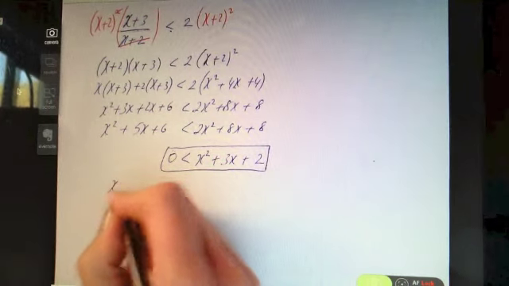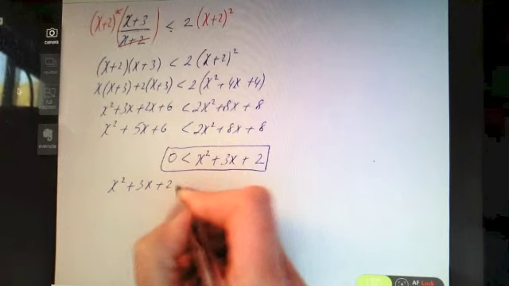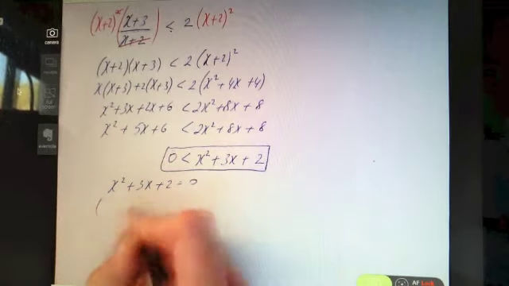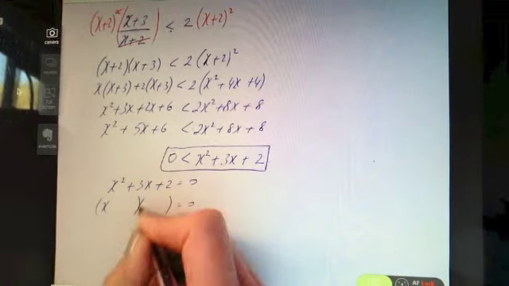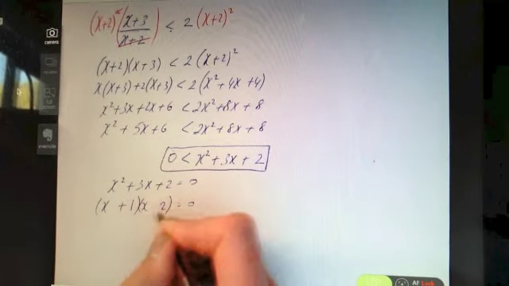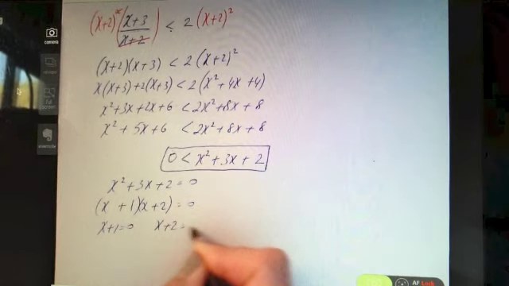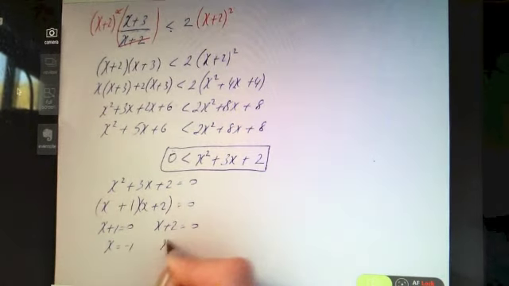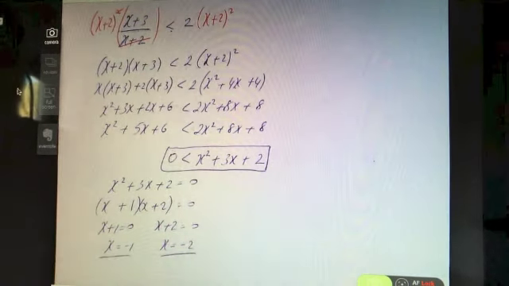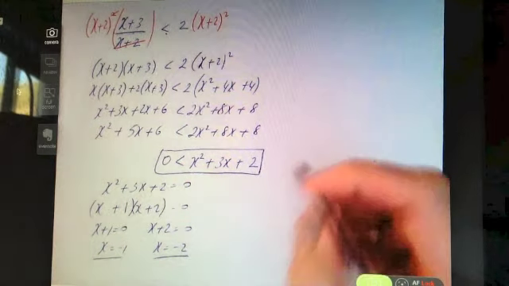And obviously with a quadratic inequality, I know my first thing is to solve for the roots. And so solving that, I get x times x, 2 times 1, plus and plus. So I get x plus 1 equals 0, or x plus 2 equals 0. That gives me x equals minus 1, or x equals minus 2. So there are my roots, and now I'm going to sketch or test.